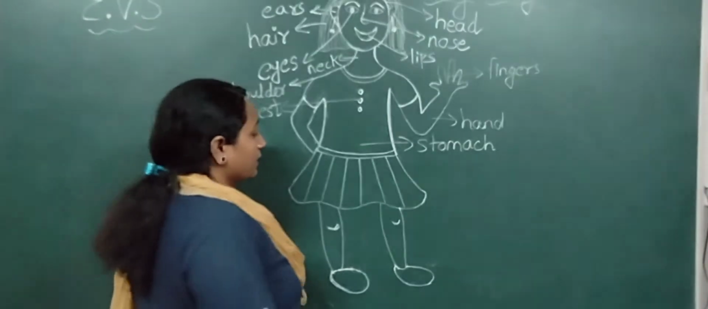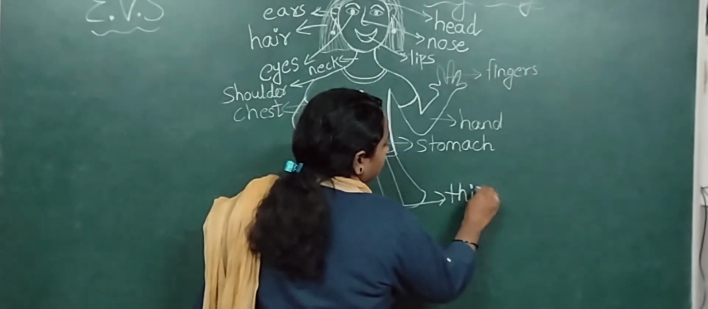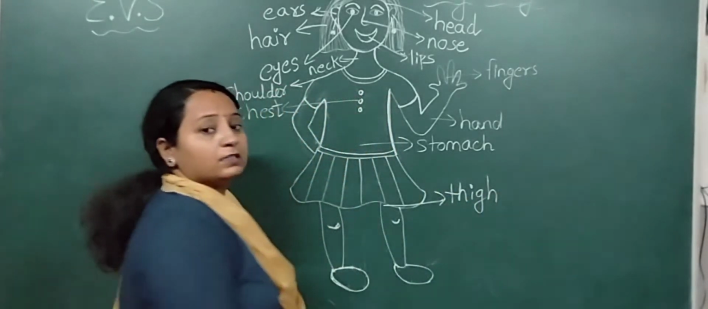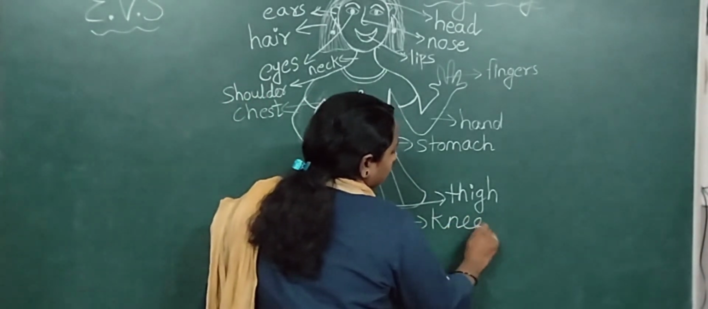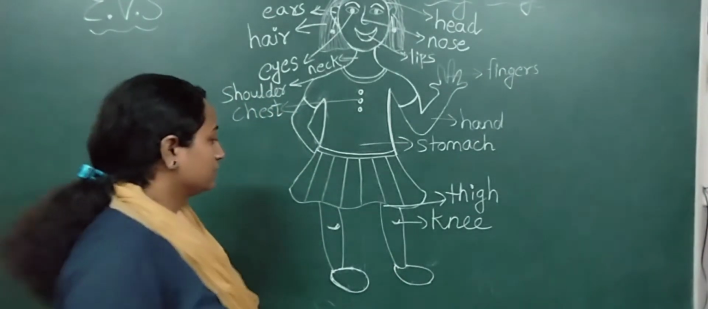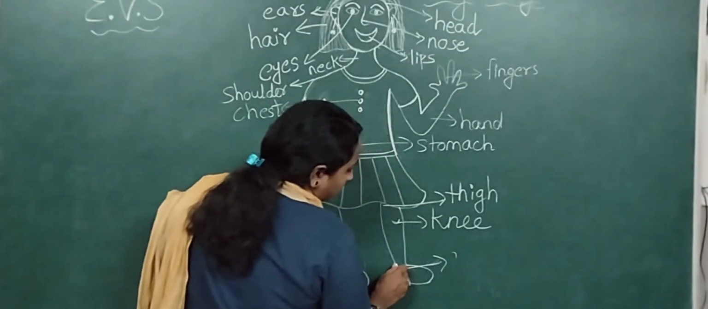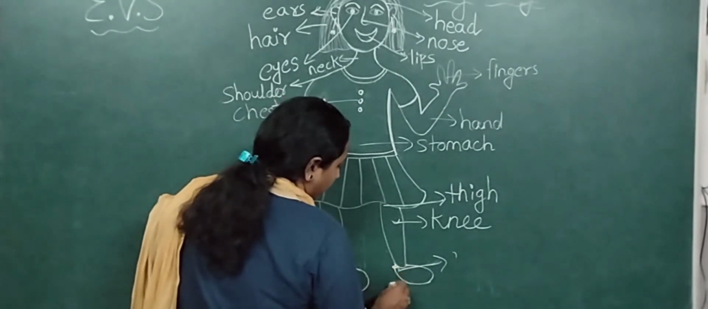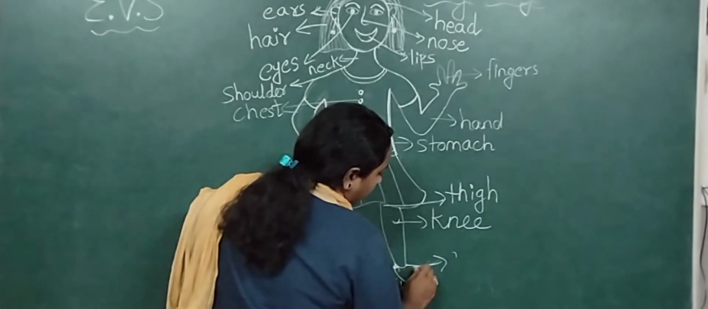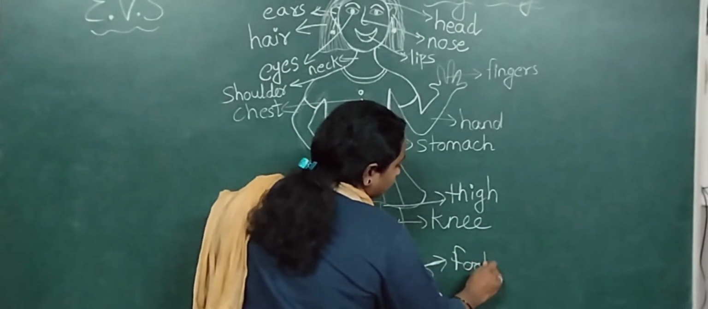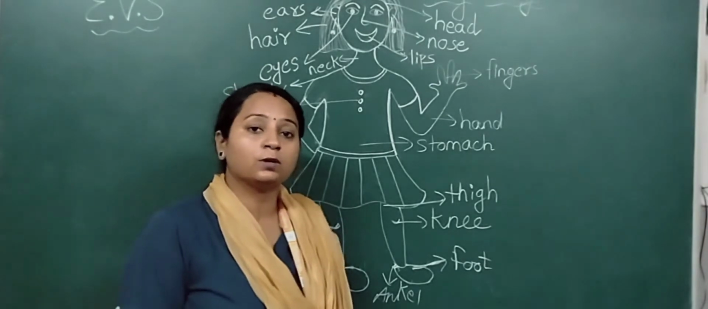Now, this is called thigh. This is called knee. Knee means ghutna. This is called ankle. And this is called foot. पैरों की उंगलियों को हम बोलते हैं toes.